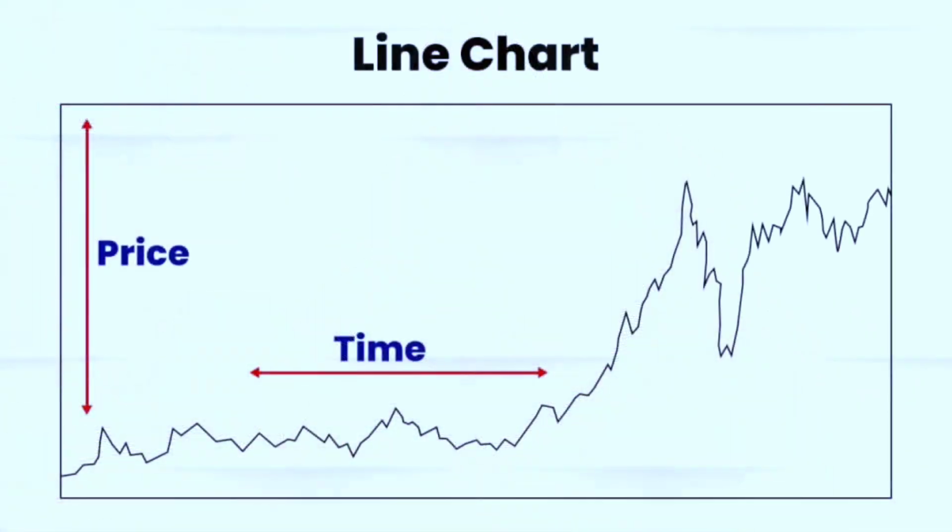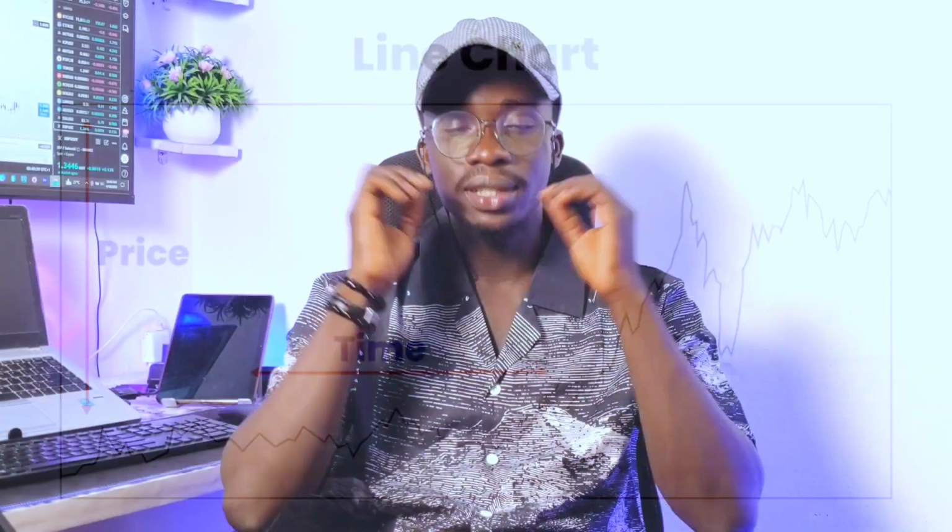A line chart is created by plotting only the closing price of an asset over a particular period of time and connecting these points together with a line. And this particular feature of the line chart makes it one of the easiest, simplest, and best to use for beginners while trading because of its simplicity.